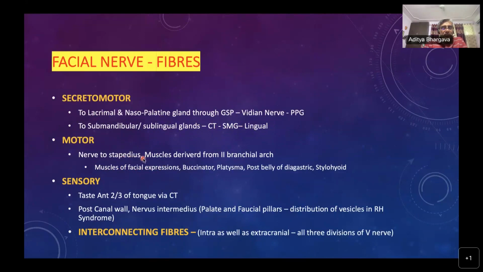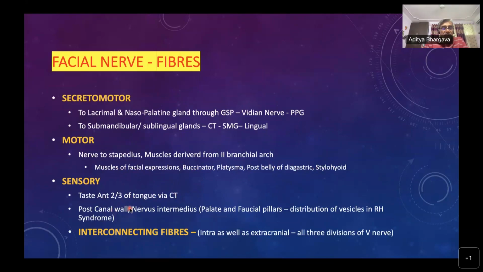Motor fibers go to the nerve to stapedius, and here the point to be noted is muscles derived from the second branchial arch, that is the muscles of facial expression, buccinator, platysma, posterior belly of digastric, and stylohyoid muscles. Sensory fibers, that is the taste sensation, from the anterior 2/3 of the tongue via chorda tympani.